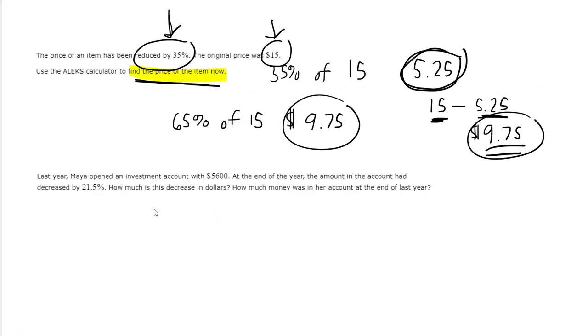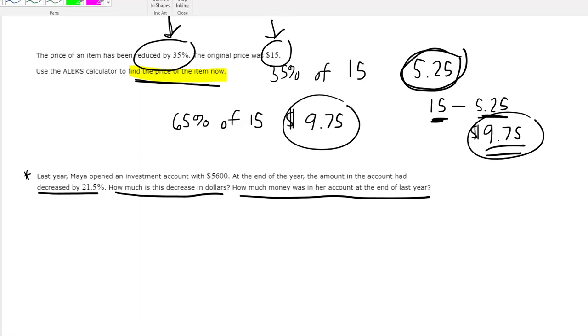Okay, another type of question that you're going to see on your ALEKS assignment is one like this. Last year, Maya opened an investment account with $5,600. At the end of the year, the amount in the account had decreased by 21.5%. How much is this decrease in dollars? And then how much money was in her account at the end of last year? So there are two things that we're figuring out here. The first thing we're figuring out is how much is this decrease in dollars?